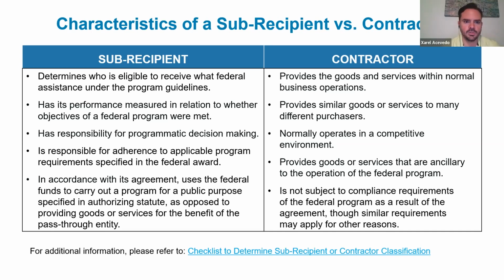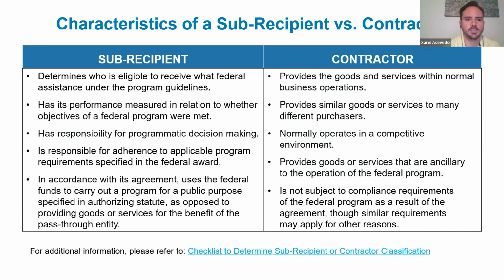The subrecipient determines who is eligible to receive what federal assistance under the program guidelines. Like I said before, they're your partner in this. They're an extension of you, so they can decide who gets assistance under the actual program, which they are part of. Second, has its performance measured in relation to whether objectives of a federal program were met. Like we said a little earlier, they need to comply themselves with federal requirements.